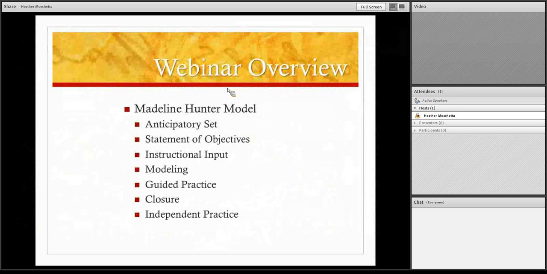Welcome back. Madeline Hunter's model of lesson design is one of the most traditional, being that it's been around since the early 1980s, and it is still one of the most widely used. Many school districts have adopted it as the standard lesson plan format. But in the age of the 21st century learner, lessons should engage students more than the traditional model of direct instruction that the Madeline Hunter model was originally used with. In this webinar, we will discuss each of the seven components of the Madeline Hunter lesson design model, which you see listed here on this screen, and we'll focus on how to make lessons student-centered.